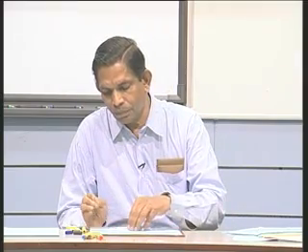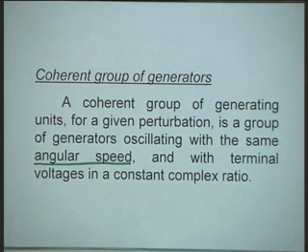That is, once we have identified the group of generators which belong to one coherent group, then these generators have to be replaced by an equivalent generator. Therefore, the first step is that we have to first do network reduction. Now, for performing this network reduction, let us again look at the definition of the coherent group.